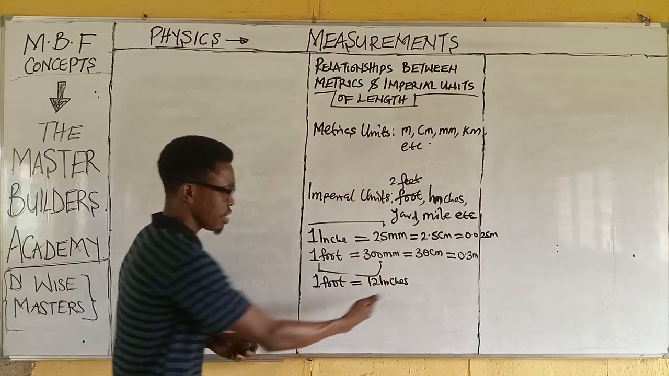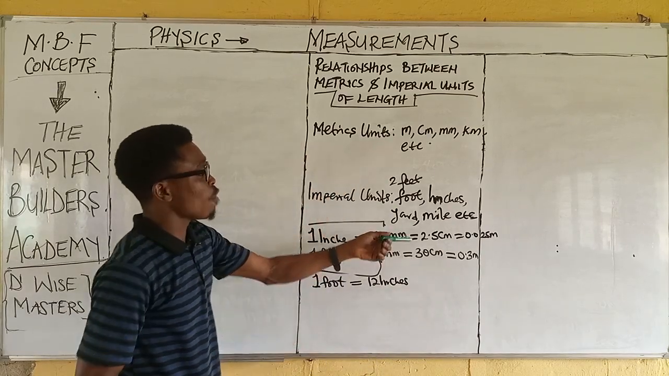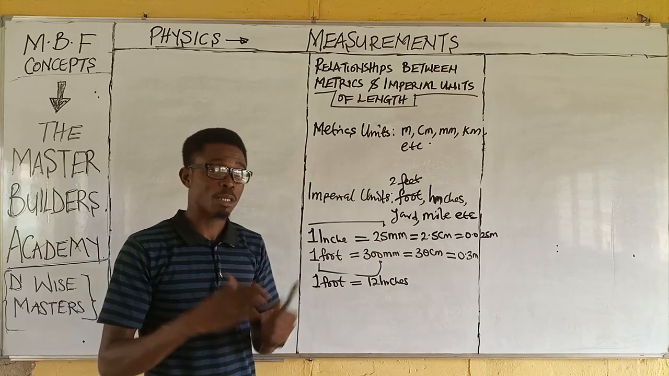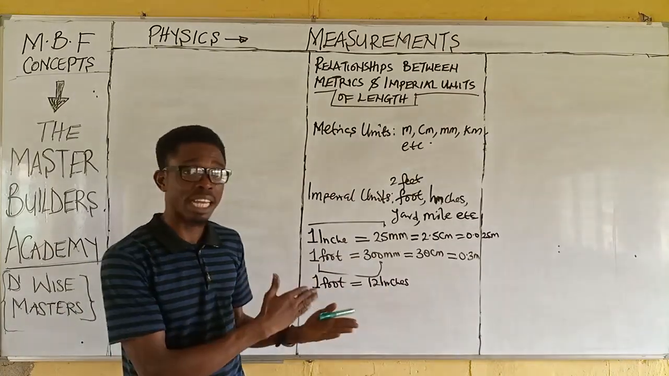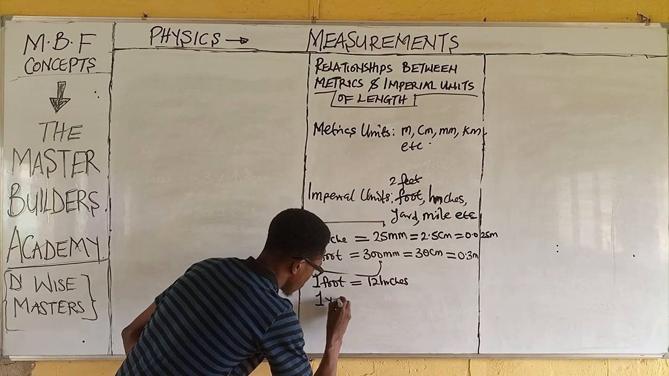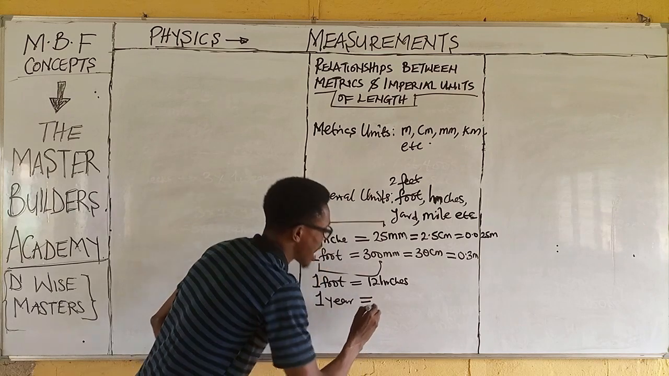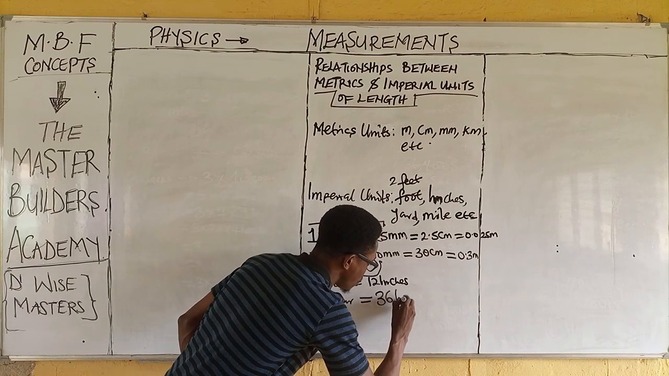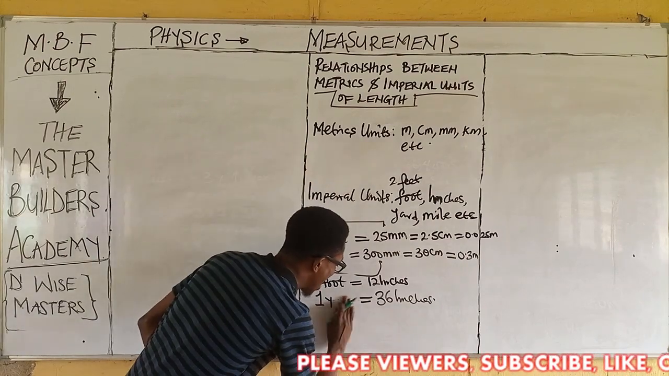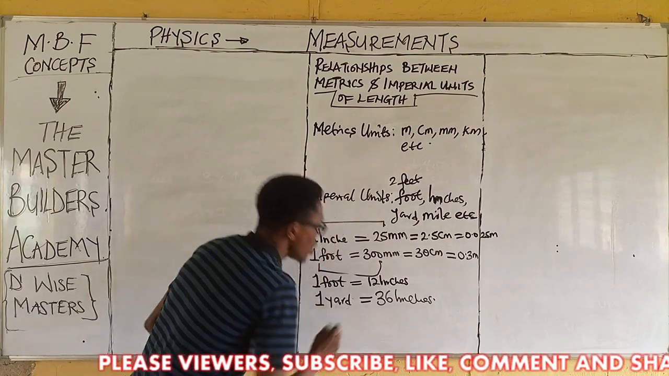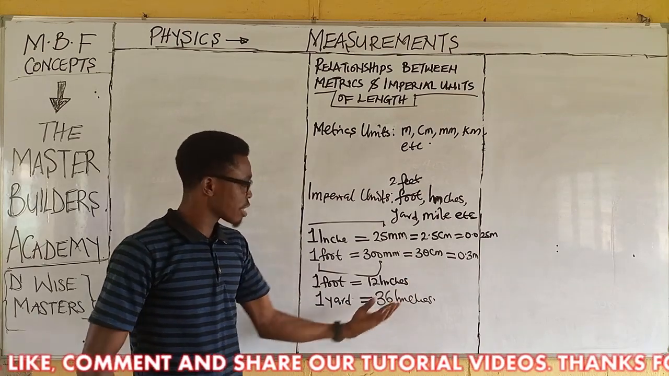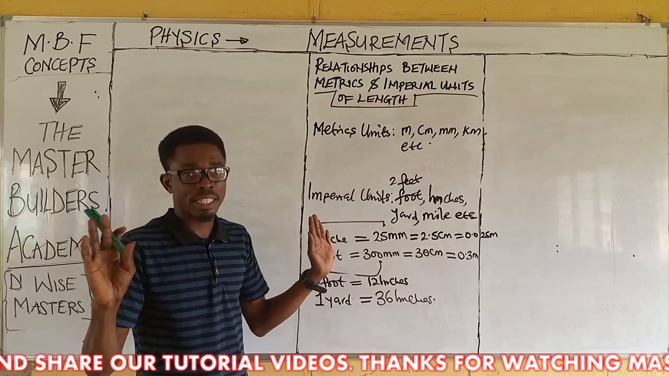Now, this is it. Then what about yards? Of course, like I said, this one is mainly for tailors, and practically for sciences. But let's quickly include yard. Now, 1 yard is equivalent to 36 inches. If I know that 1 yard is equivalent to 36 inches, what would 2 yards become? 36 multiplied by 2, that's 72. It's as simple as that.